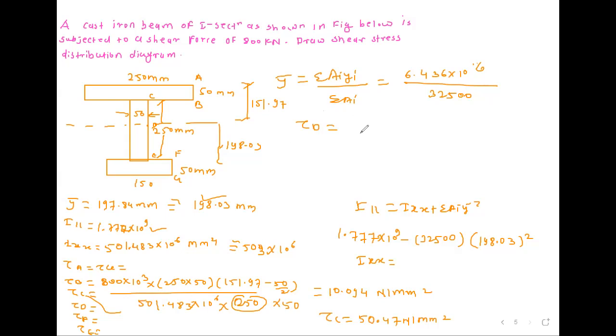How much? Okay, this length is how much? 151.97 minus 50, and then CG is divided by 2. Tau d, which is equal to how much? Use Ixx, 501.483 into 10 raised to 6. And we are calculating stress at D, so width is 50 mm.